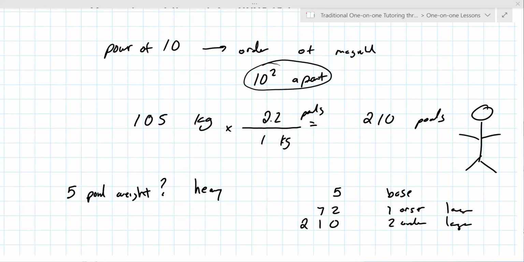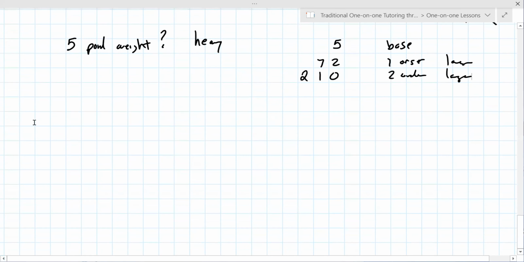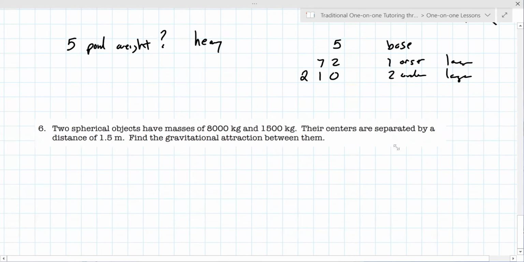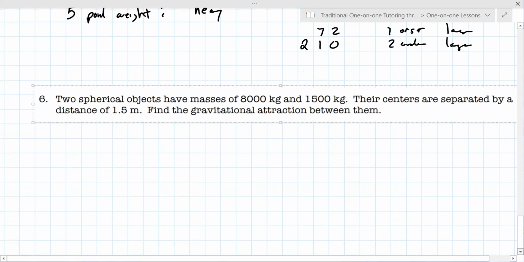All right, let's do another one here. I want you to do this one entirely on your own. You can absolutely do this. There's nothing different about this other than the numbers from the ones we've just done.